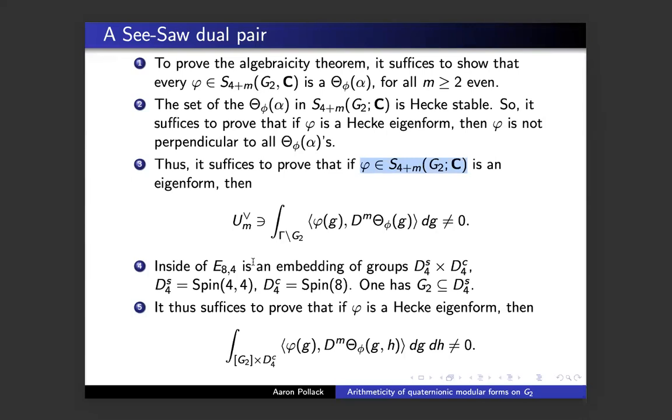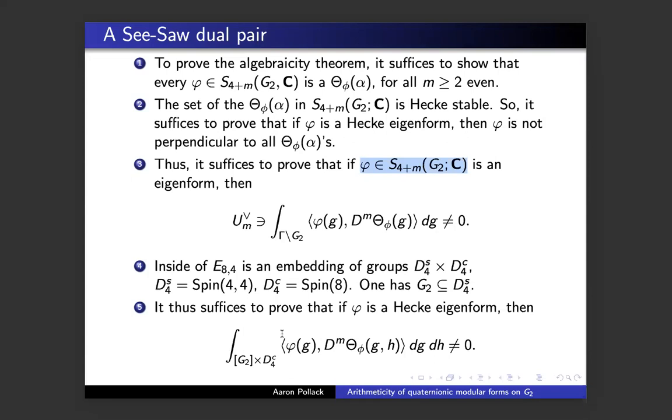So one way to show that this integral is non-zero is to provide a linear functional on U_M check, and to see that that linear functional, when I apply it, is not zero. So the linear functional I'm going to apply is an integration over a compact group of type spin 8. So to be precise, inside of the group E8, I can embed a product of two groups, spin 4 times spin 8. I've called D4S, S for split, this group spin 4, and D4C, C for compact, the compact group of type spin 8. Okay, so this, it turns out, embeds inside of E8, and the G2 sits inside of this split D4.